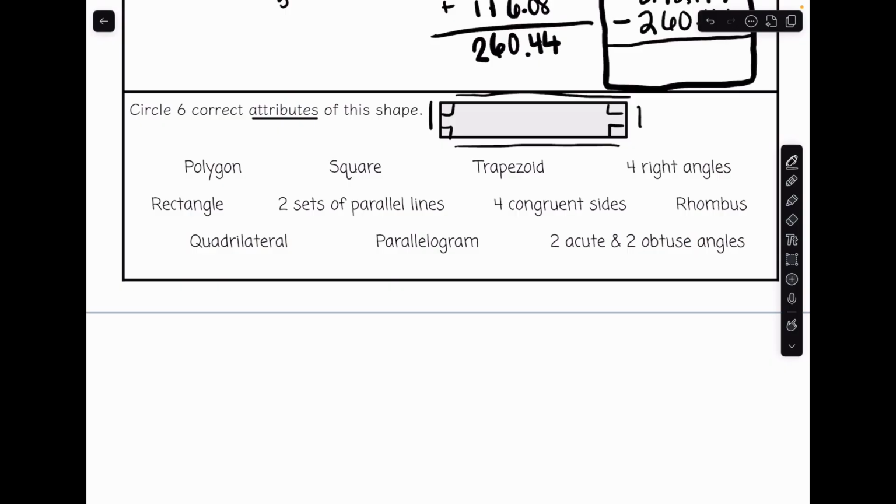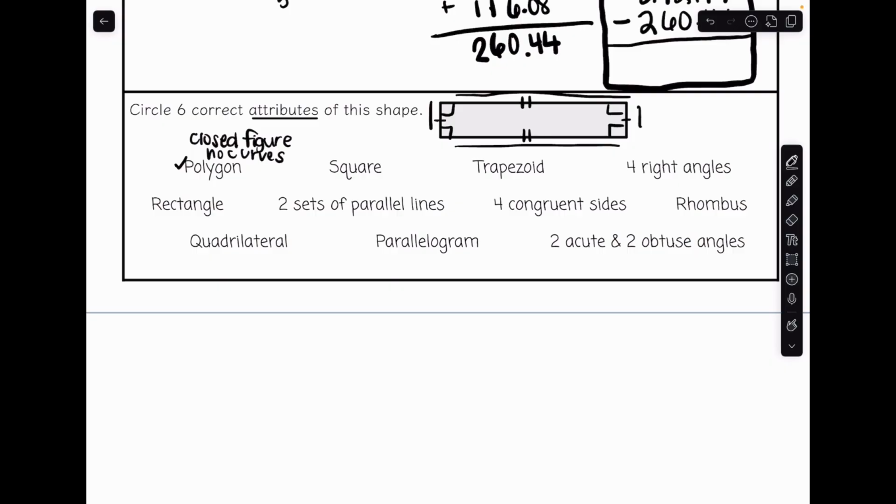I see that this shape has 2 sets of congruent sides. I see that this is a closed shape. Okay, so let's look at our attributes that were listed. Polygon. Polygon is just a closed figure. So does that check out? Is this shape a closed figure? Absolutely. With no curves.